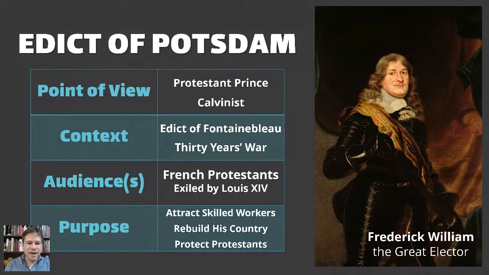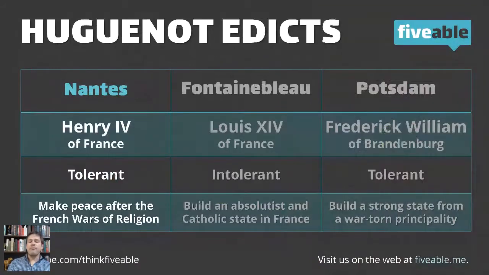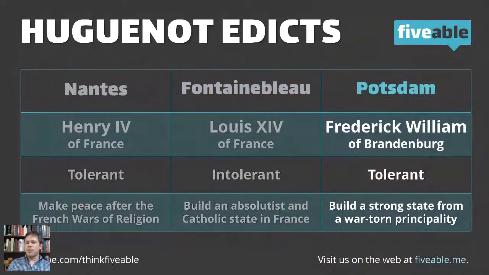And so with that, we've got Henry IV of France issuing the Edict of Nantes, a tolerant edict, but with the objective of making peace. Louis XIV issuing an intolerant edict, the revocation of the Edict of Nantes, with the purpose of building an absolutist and Catholic state in France. And then finally, Frederick William of Brandenburg, the Great Elector, with the Edict of Potsdam, issuing a tolerant edict, also with a point to build a strong state from his war-torn principality.